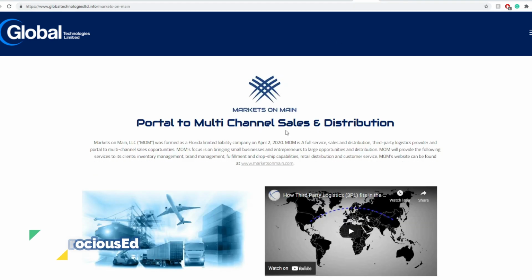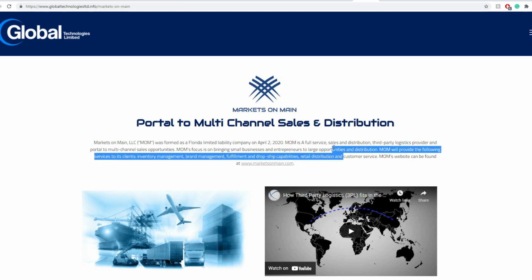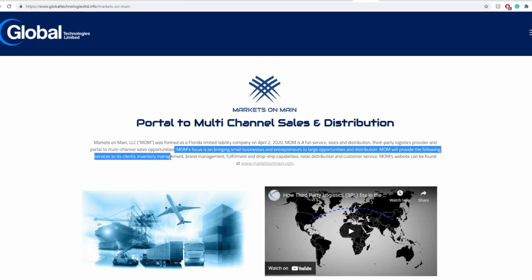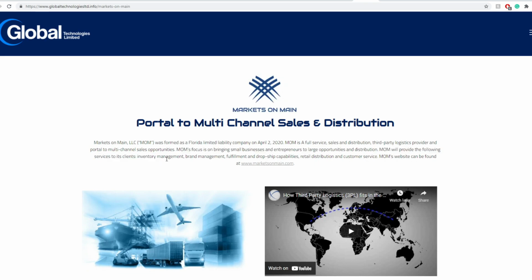But before doing that, we're going through three different companies that this one holds. For instance, the first one, Markets on Main, which is a portal to multi-channel sales and distribution. It is based again in Florida. It was actually formed on April 2nd, 2020. MOM is a full-service sales and distribution third-party logistics provider portal to multi-channel sales opportunities. MOM's focus is on bringing small businesses and entrepreneurs to large opportunities and distribution. MOM will provide the following services to clients: inventory management, brand management, fulfillment and drop ship capabilities, retail distribution, customer services. MOM's website can be found on here.